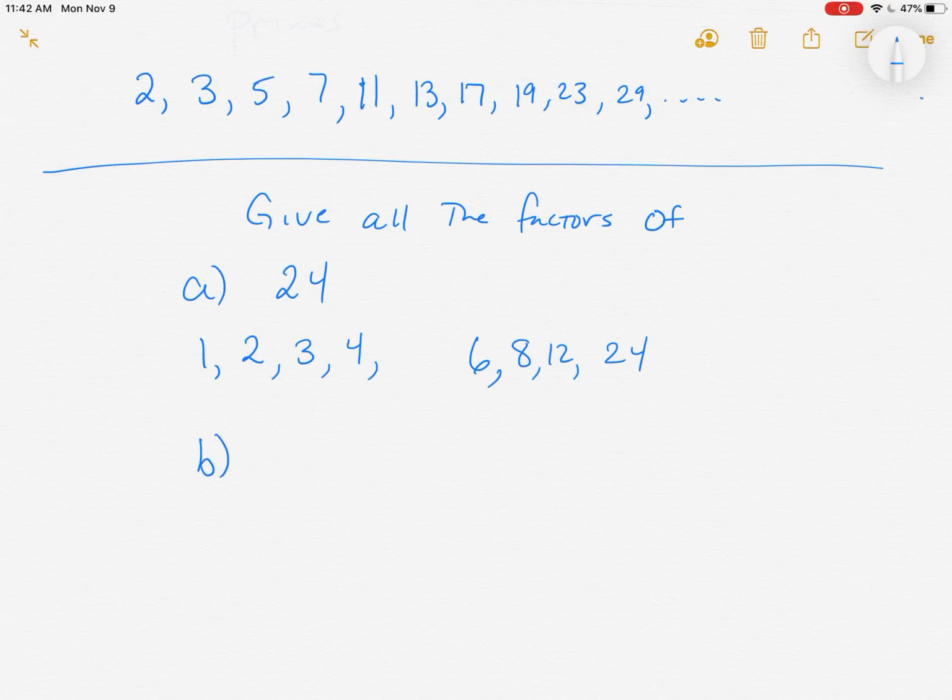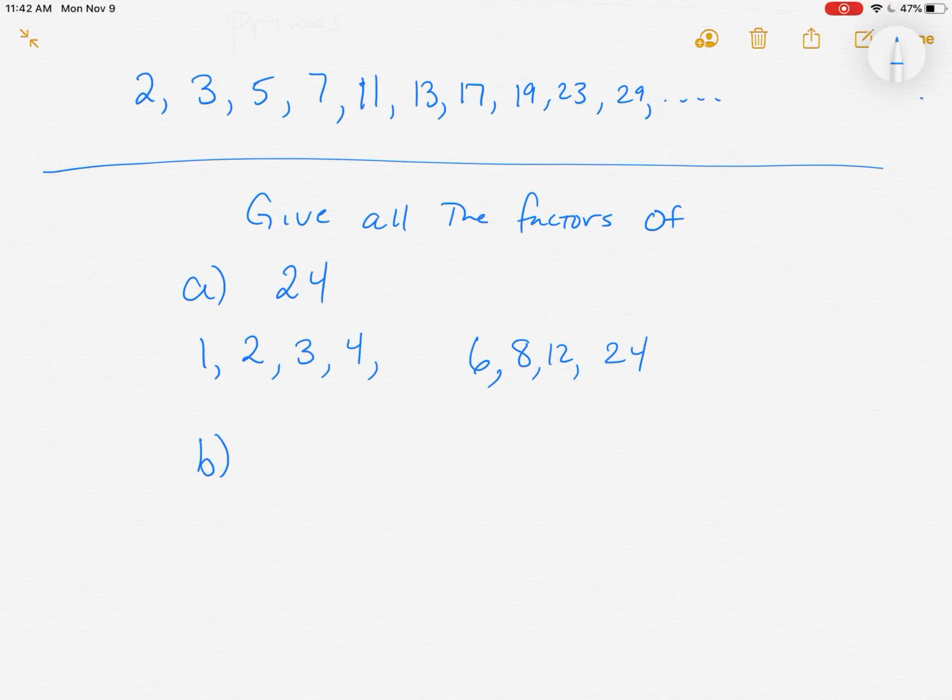So if we do the same thing with a bigger number, maybe something like 300, we know 1 goes in there and is matched with 300. We know 2 goes in there 150 times, right? And you can grab a calculator. 3 definitely goes in there 100 times. I don't know about 4, right? And so 4 should go in there.